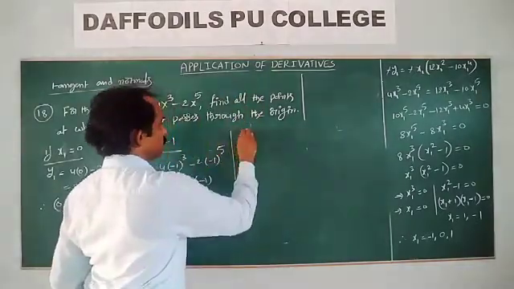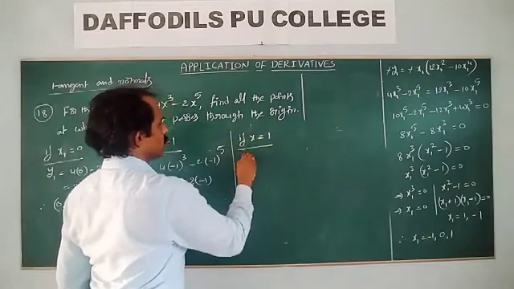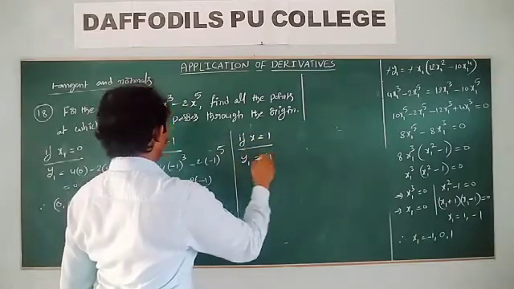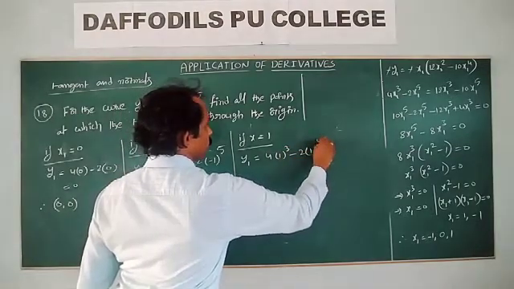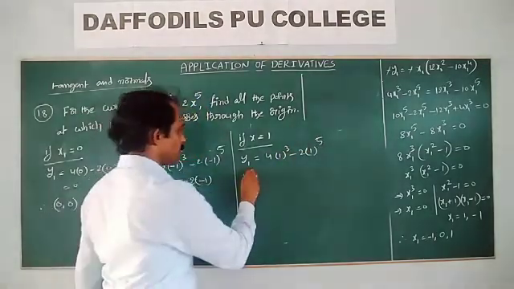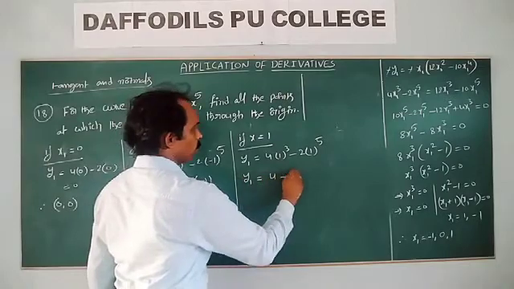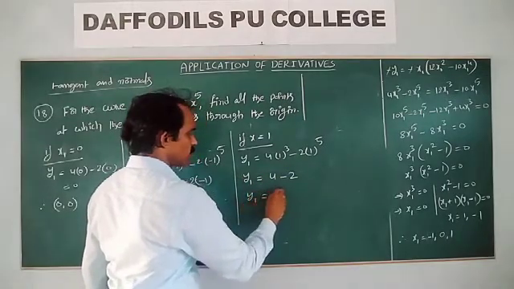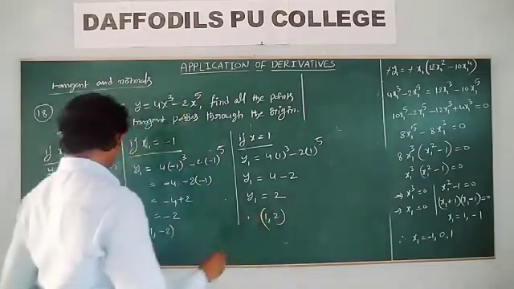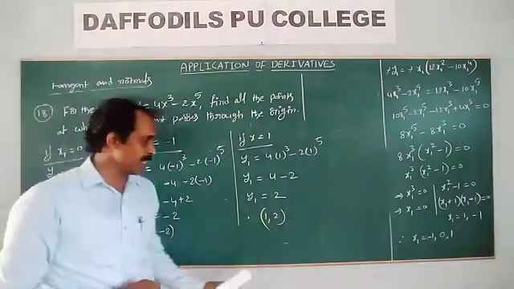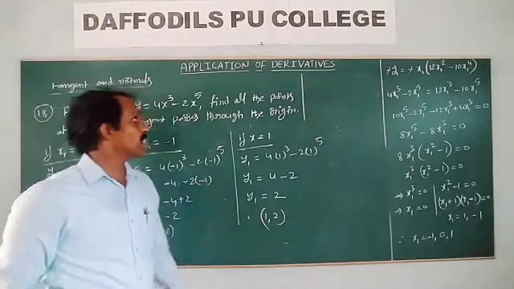Third point. If x is equal to 1, y1 is equal to 4 of 1 whole cube minus 1 power 5. Therefore, y1 is equal to 4 minus 2. y1 is equal to 2. Therefore, the third point is 1 comma 2. 0 comma 0, minus 1 comma minus 2, 1 comma 2 are the points.